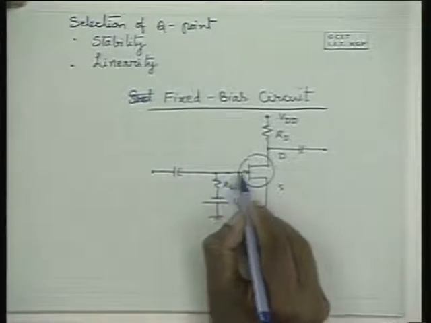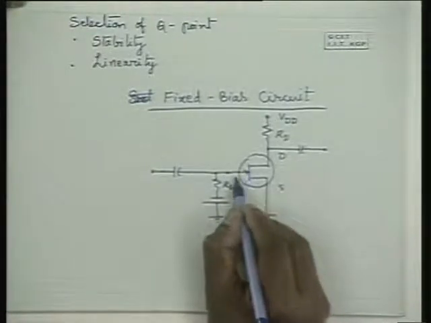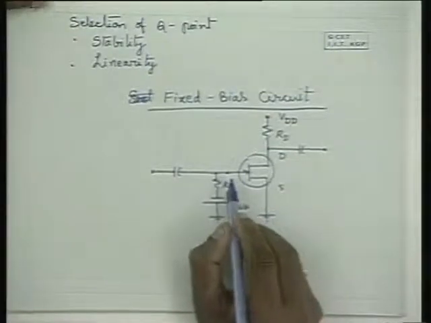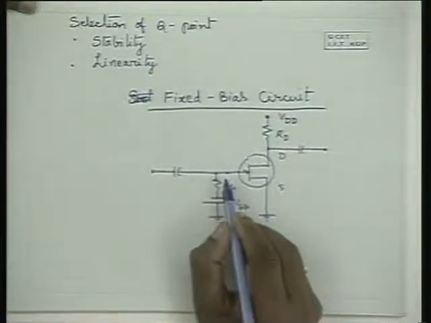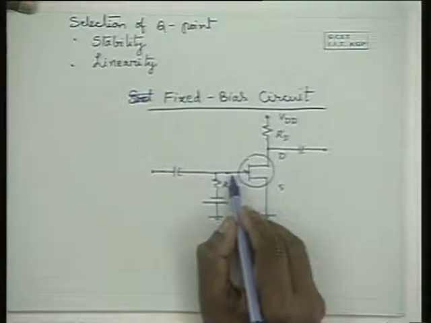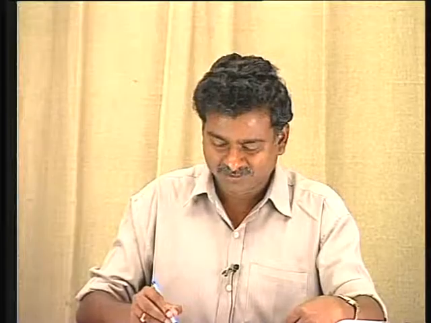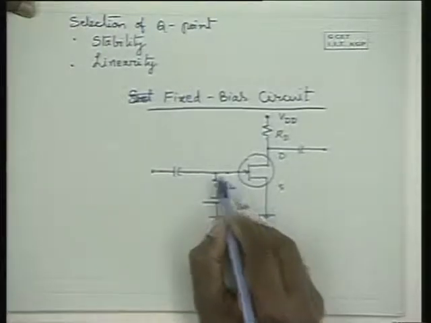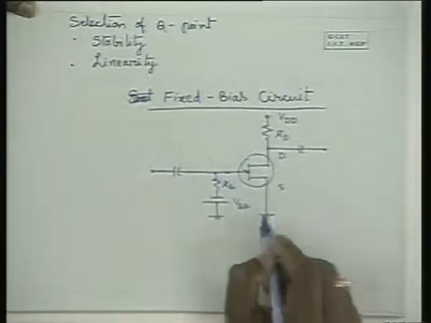Now under reverse bias, the gate current is equal to the reverse saturation current of a PN junction, and that current is negligible. As you know, that current is negligibly small. For all practical purposes you can treat it as 0, particularly when you are talking about biasing.